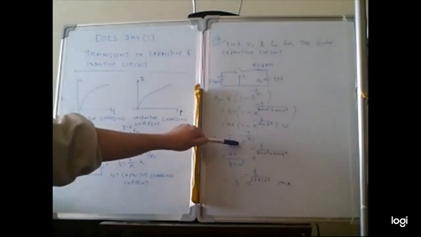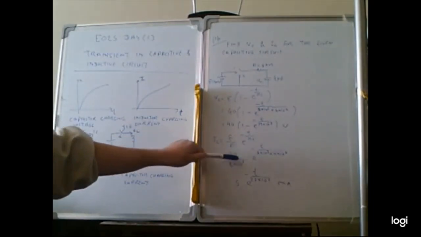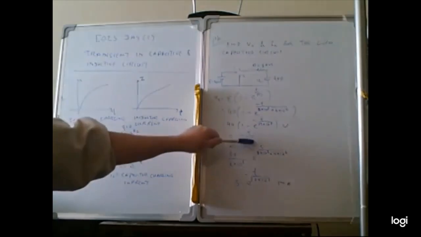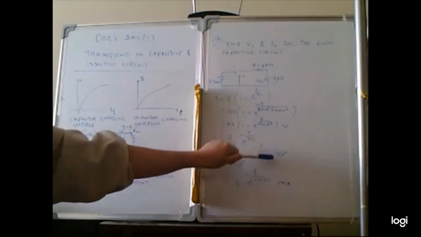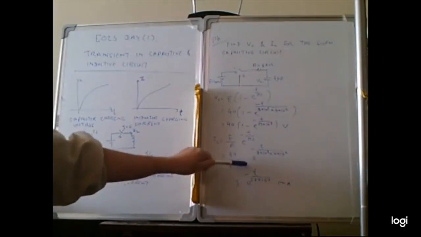Similarly, the current flowing in the capacitor can also be calculated. The formula is E by R multiplied by e to the power minus t by RC. The supply voltage is 40 volt, the resistor is 8 times 10 to the power 3, and e to the power minus t by 8 times 10 to the power 3 times 4 times 10 to the power minus 8. So the IC is 5 times e to the power minus t by 32 times 10 to the power minus 3 milliamperes.